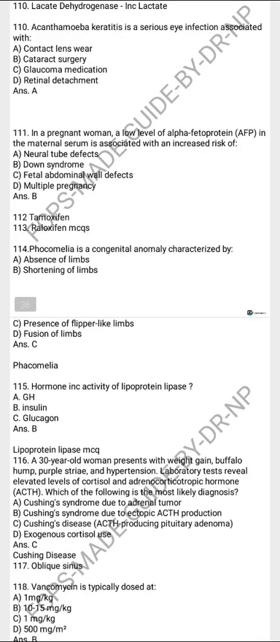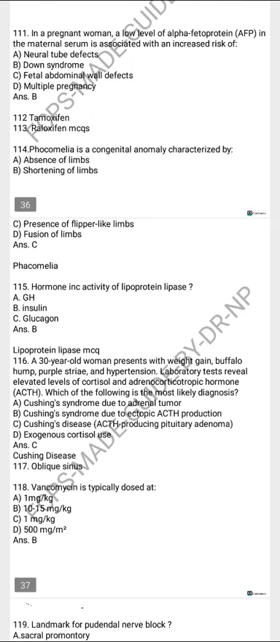In a pregnant woman, a low level of alpha fetoprotein in the maternal serum is associated with increased risk of Down syndrome. 114. Phocomelia is a congenital anomaly associated with the presence of flipper-like limbs. The hormone that activates lipoprotein lipase is insulin.